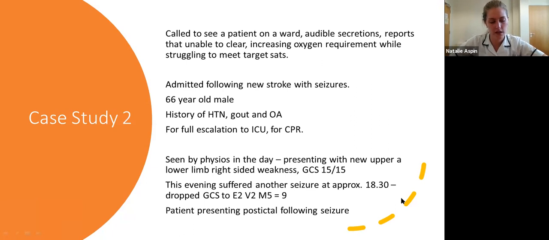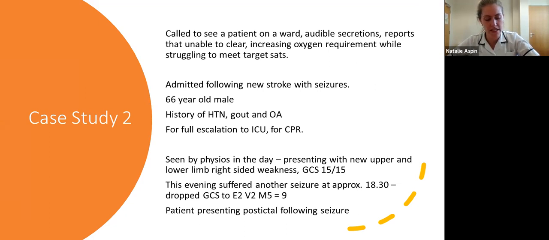So this patient, you're called to see them on the ward, you're told that they've got audible secretions and they're unable to clear them. They've got an increase in oxygen requirements and are struggling to meet their target SATs. They are a 66-year-old male who has been admitted following a new stroke with seizures. Past medical history: hypertension, gout, and OA. So fairly fit and well in terms of some of the comorbidities that some of our patients have. And actually this chap is for full escalation. It's been decided that he's for CPR and for full escalation to ICU.